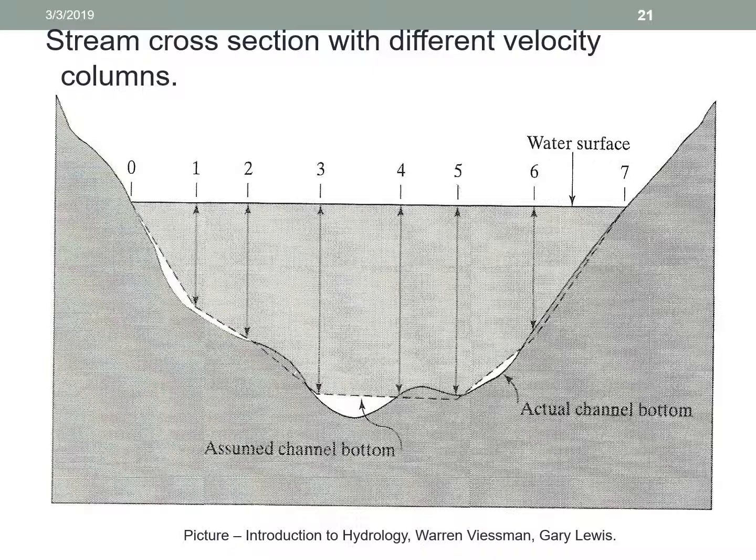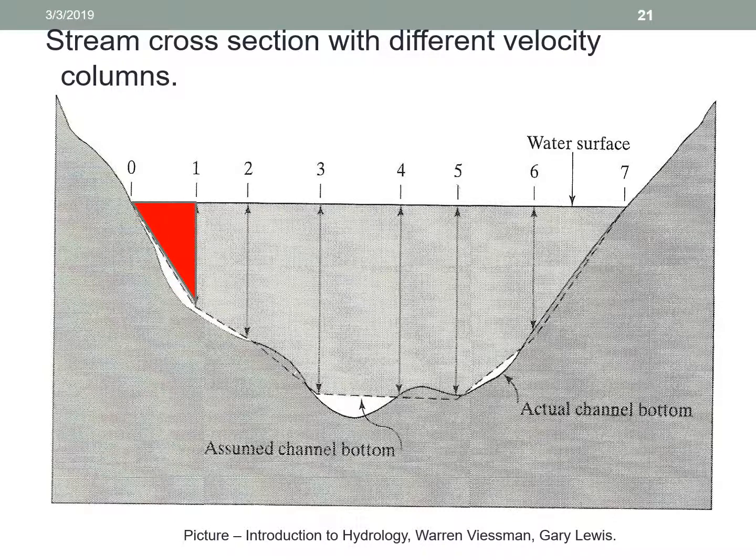So this is a stream cross section with different velocity columns. Let's say this is the channel, and these are sections from 0 to 7. These are our sections: 0 to 1, 1 to 2, 2 to 3, 4, 5, 6, 7. At the top you see the water surface. And then you see the actual channel bottom at the right, but then it's an assumed channel bottom.